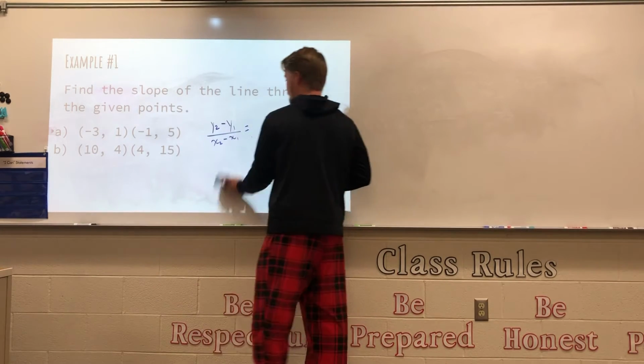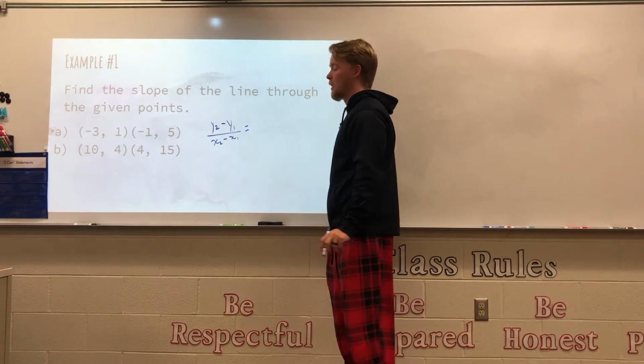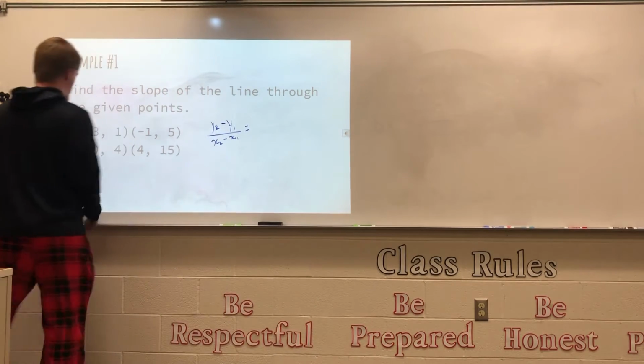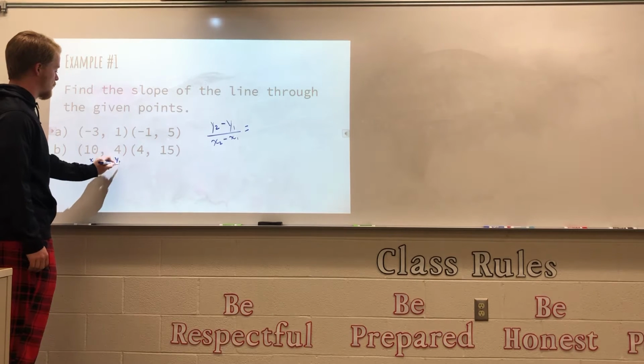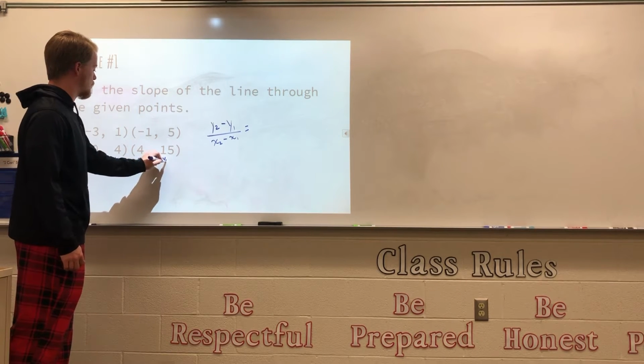Again, we have this formula for slope that we need to know. Then we're just going to label our ordered pairs over here. So x comes first, so x1, y1, x2, y2.